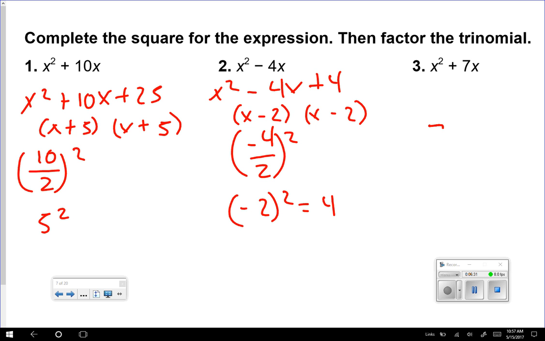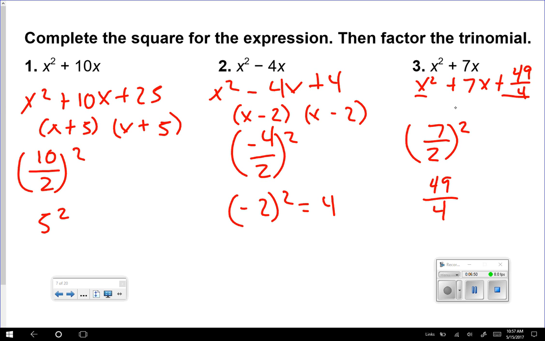So 7 divided by 2 squared, we're going to get a fraction here. So we're actually going to get 49 over 4. So I actually can help you factor this one. I know I said we wouldn't, but think about this, okay? We have some squared terms here, and we have plus plus, so they're going to be the same. So essentially, all it is is x plus 7 over 2 times x plus 7 over 2. Okay, hopefully you kind of picked that up.